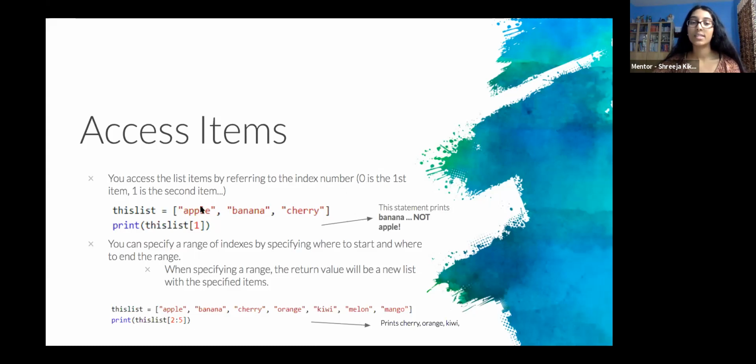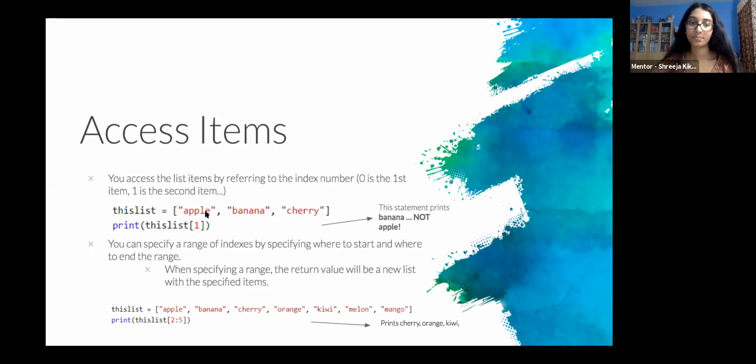And to access items in the list, you have to refer to something called the index. So the index is basically just the place of the item in the list, right? You might think apple is 1, banana is 2, cherry is 3, but in Python, that's not the case. It starts from 0. So the first item is actually the 0th index. So apple is 0, banana is 1, and cherry is 2.